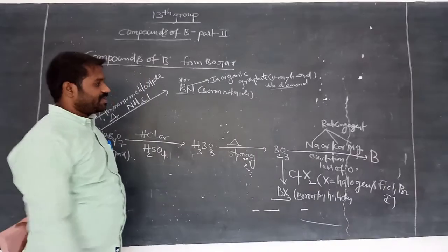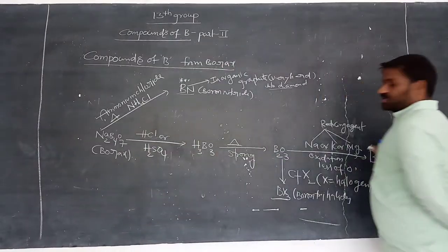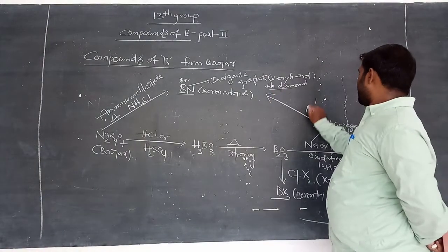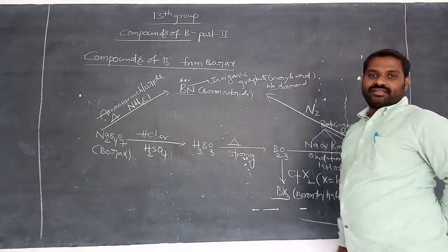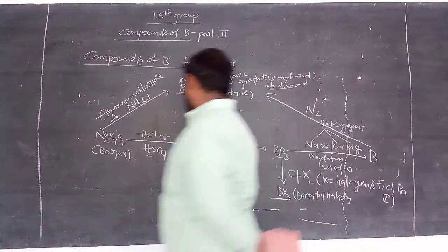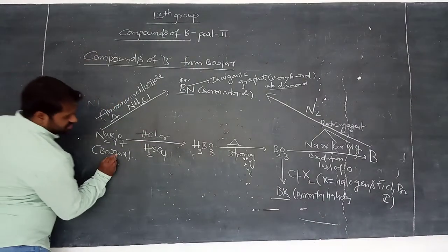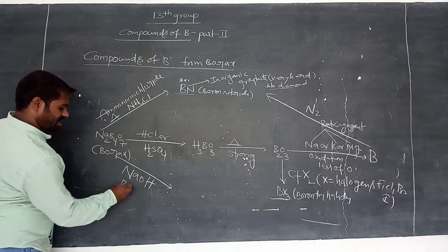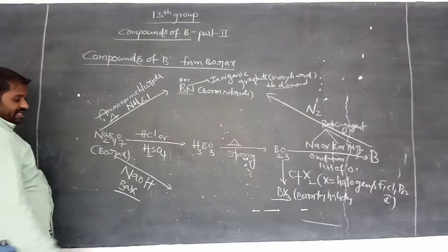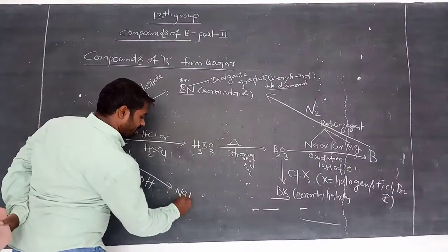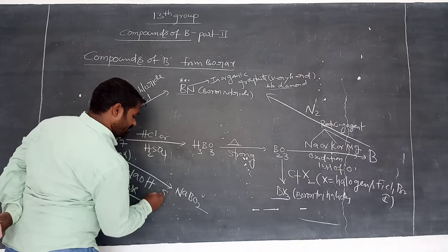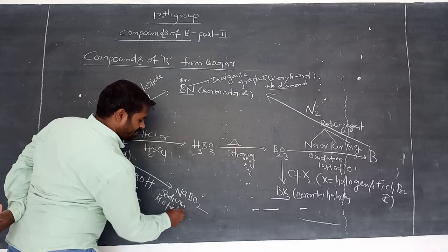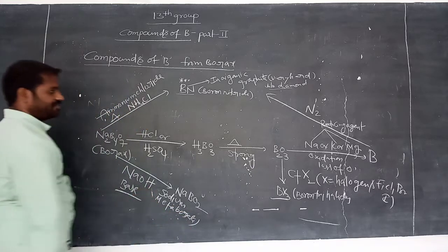Okay, clear? Now, this boron is again treated with nitrogen gas, N2. It gives boron nitride again. Okay, clear? Now, this boron is treated with NaOH, a base or alkali, we call it a base. It gives sodium metaborate.